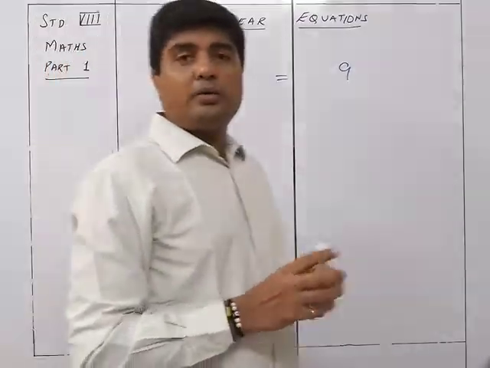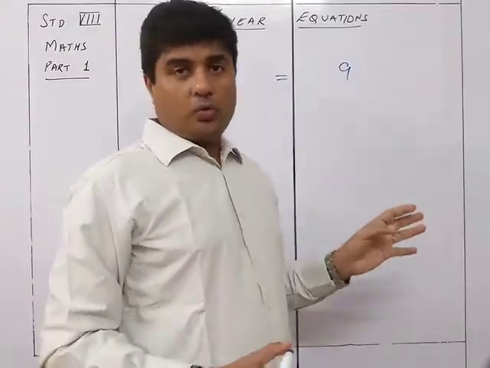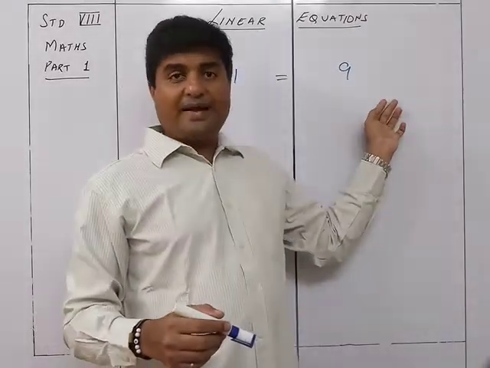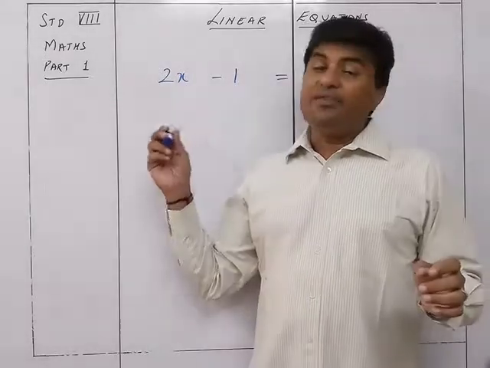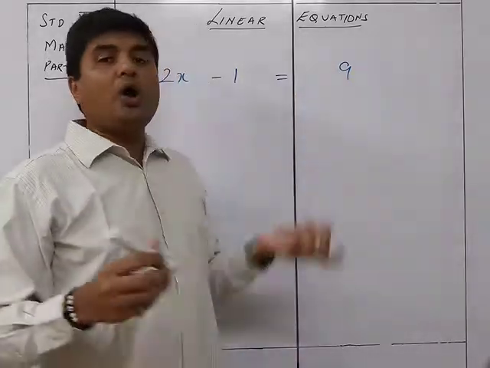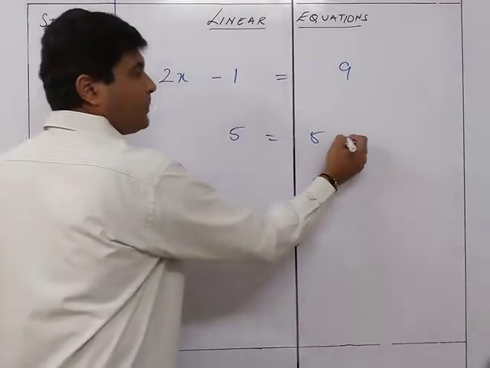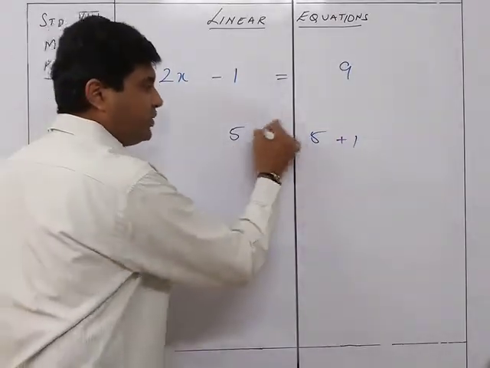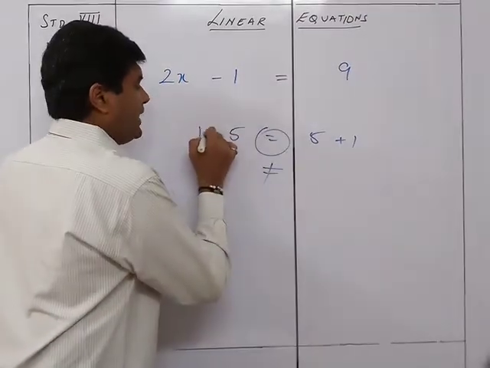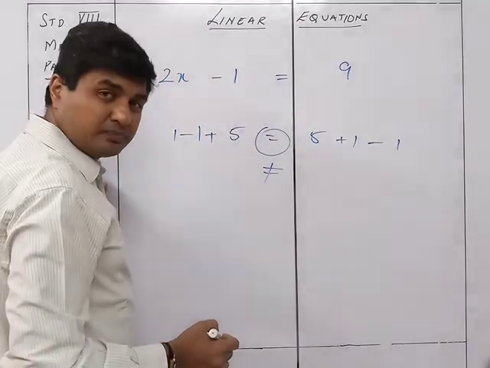So if I just add something over here, will it remain equal? No. If I add a number on the right hand side and do not do the same thing on the left hand side, then my equal to sign will not hold good. For example, if I have 5 is equal to 5, and if I add 1 to this, will it remain the same? Then this will not be equal. So if I add 1 over here, I will have to add 1 over here also. If I subtract 1 over here, I will have to subtract 1 here also.